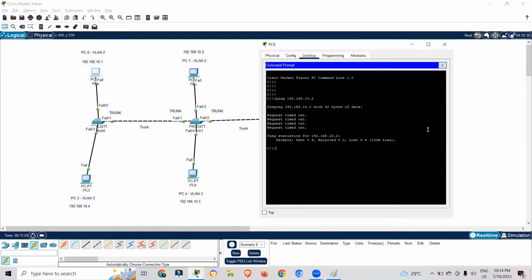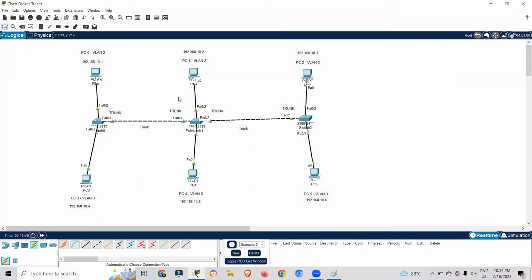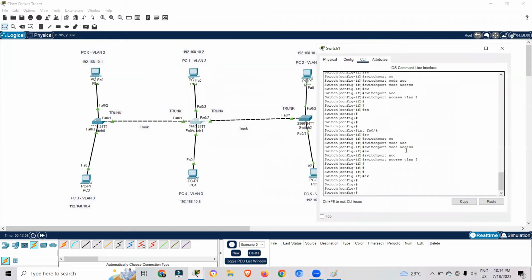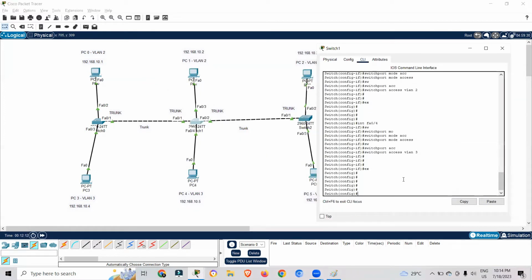Okay, let me fast forward. So there is request timeout. What will I do? Let me do the configuration on my switch, switch number 1. First of all, configuration here. Interface FA 0/1, but I will select both of these interfaces at the same time. That's why I will take a range here: FA 0/1 - 2.